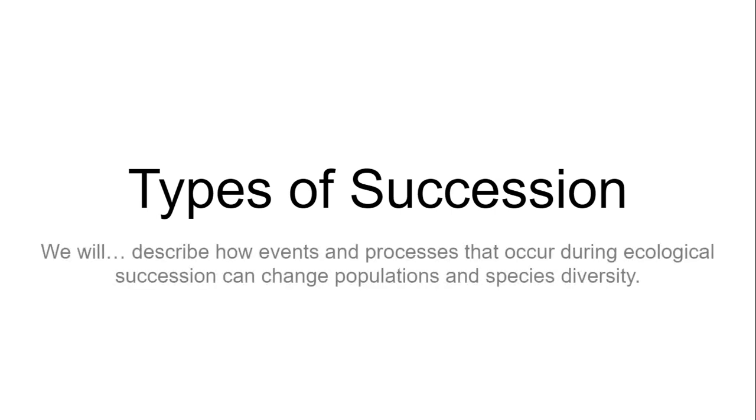Hey everyone, today's lesson is going to be over types of succession. And so our learning objective is we're going to describe how events and processes that occur during ecological succession can change both populations and species diversity. So we're going to first start with the types of succession.